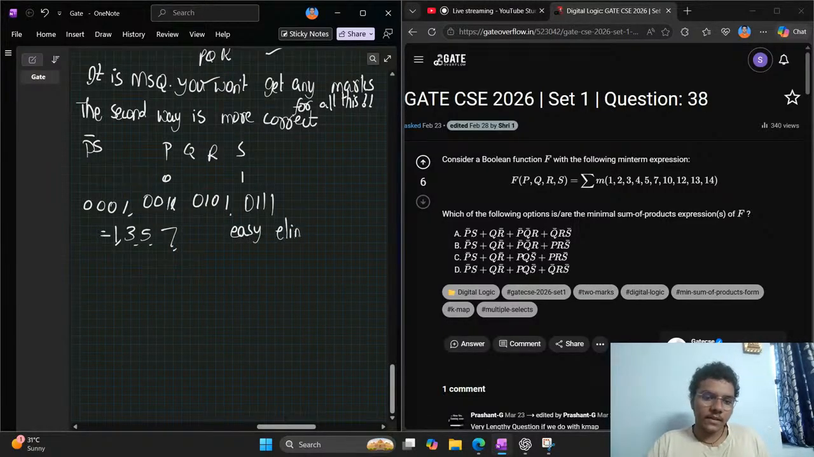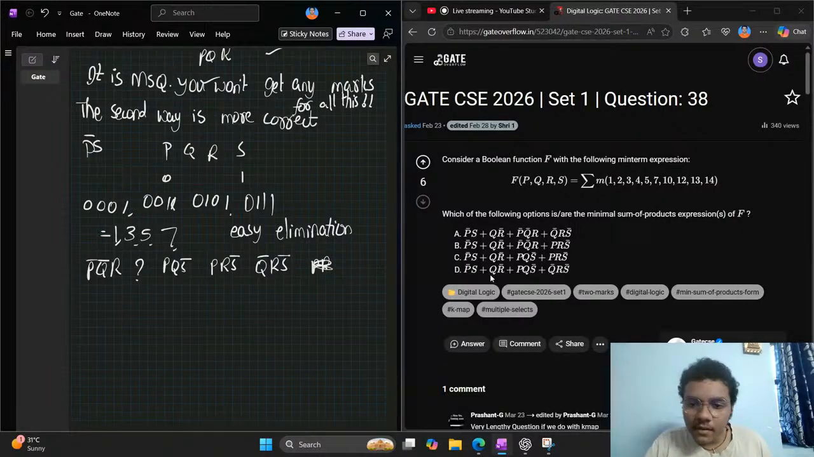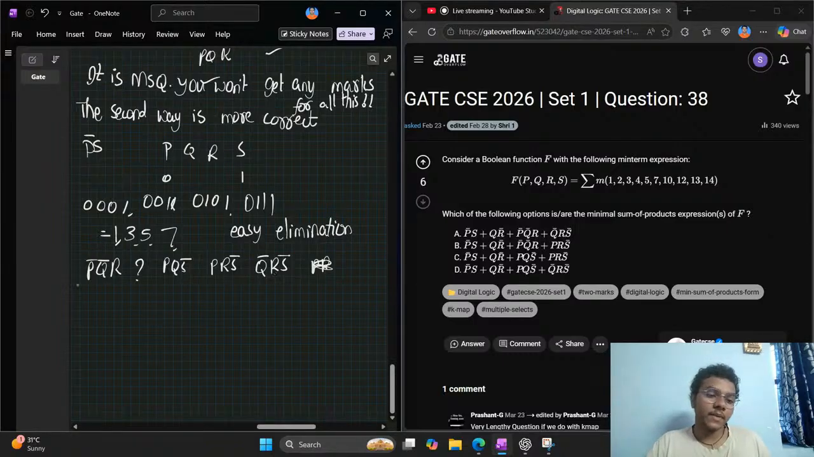So easy elimination. If you see P bar S is present in all the four options, so no need to check for it. Q R bar is present in all the four options, so no need to check for it. P bar Q bar R, is it present? And P Q S bar, is it present? P R S bar, is it present? Q bar R S bar, is it present? Are these four things present here?